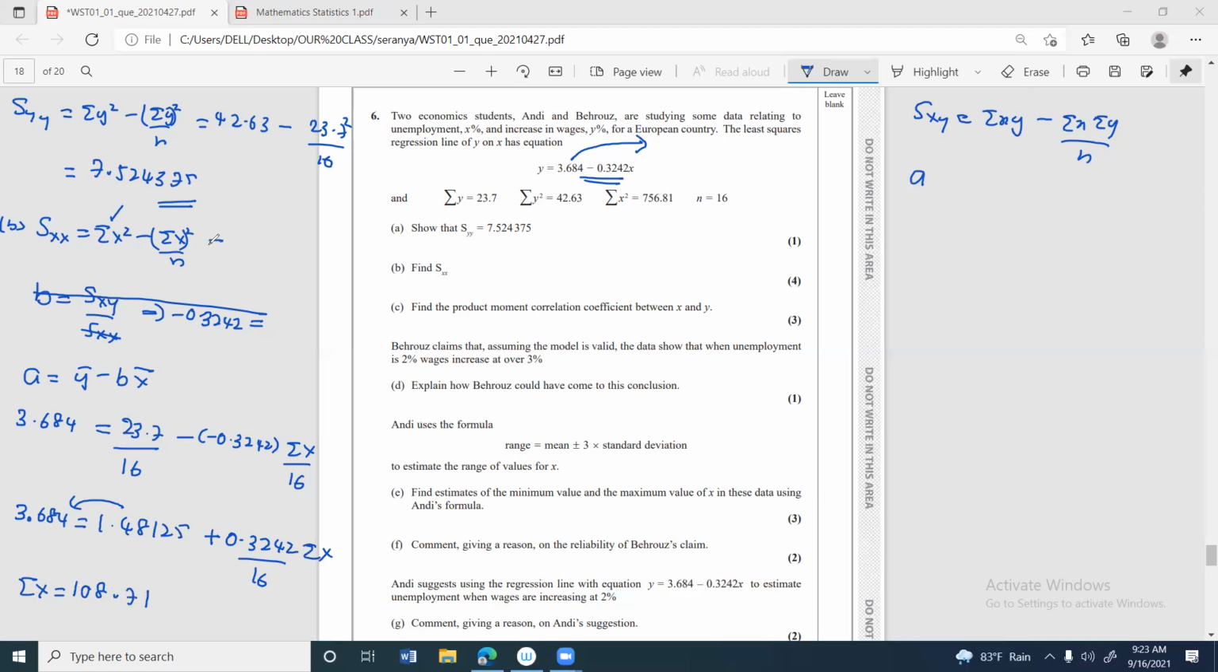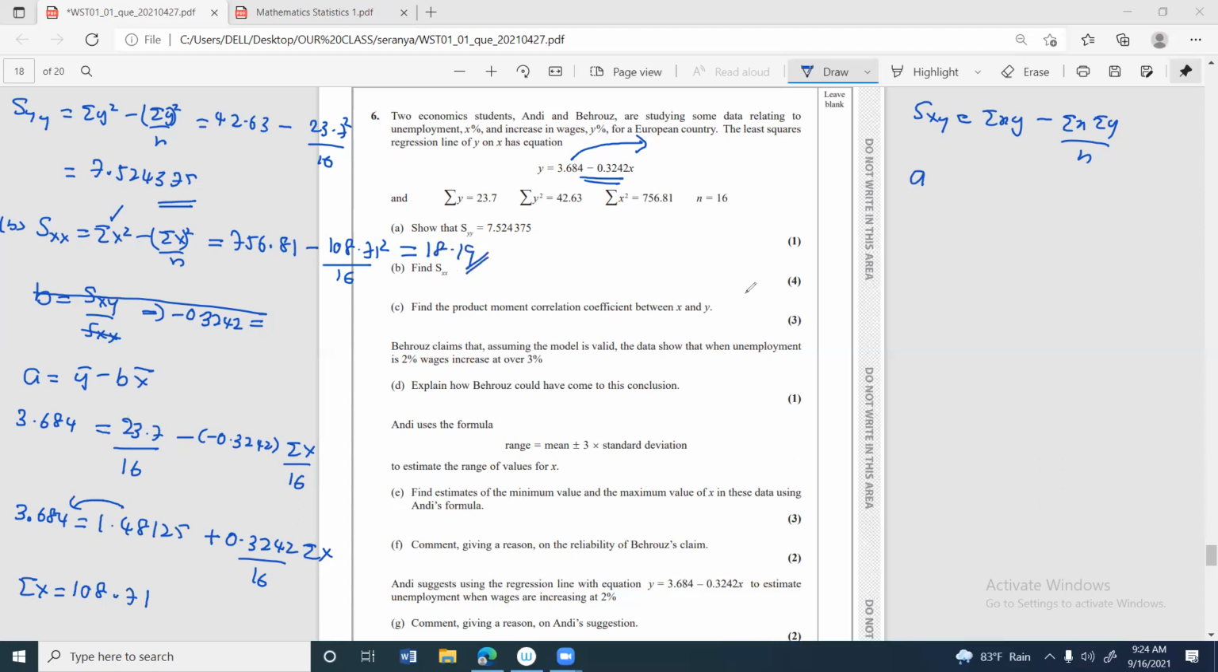So you can say then Sxx is summation x squared, 756.81, minus 108.71 squared divided by 16. From here you can get this answer. You can say 756.81 minus 108.71 squared divided by 16. That answer is 18.19. 18.19, you can get this answer.